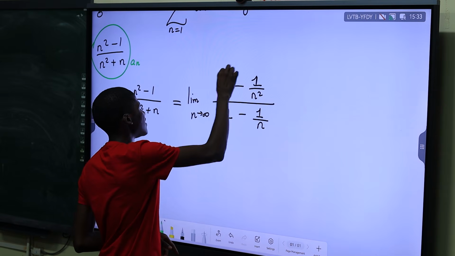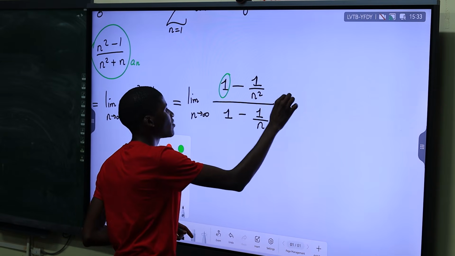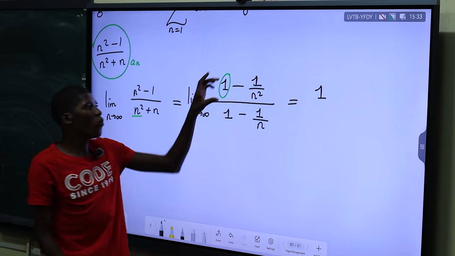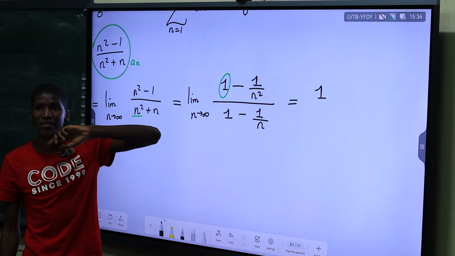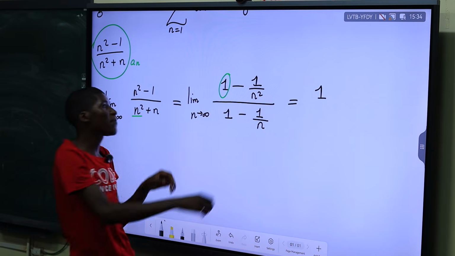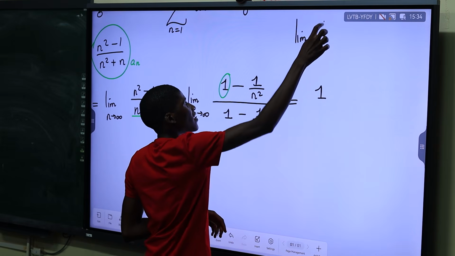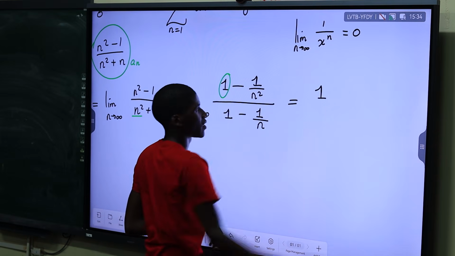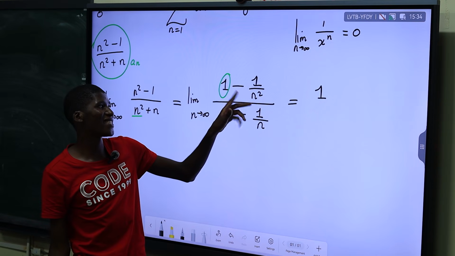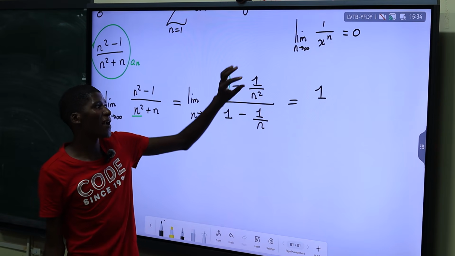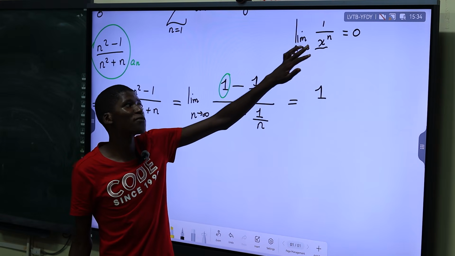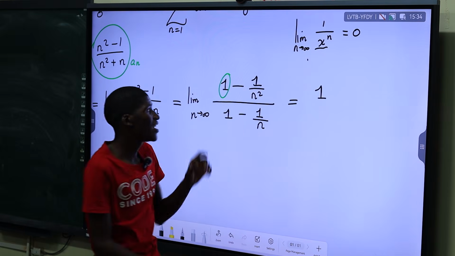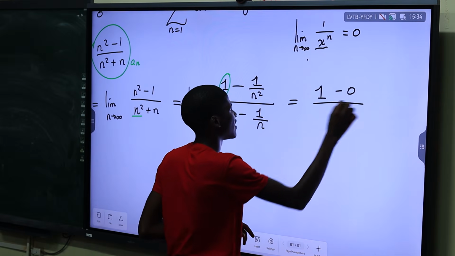So the limit of 1 as n goes to infinity, the limit of a constant, you know, is just going to give us 1. The limit of negative 1 over n squared, what is it going to give us? 0. Do you still remember the identity from first year level? The limit of 1 over x to the power of n as n goes to infinity is equal to 0. As long as your denominator keeps on growing and growing, the fraction approaches 0. It's an identity. So again, this is going to be 0.